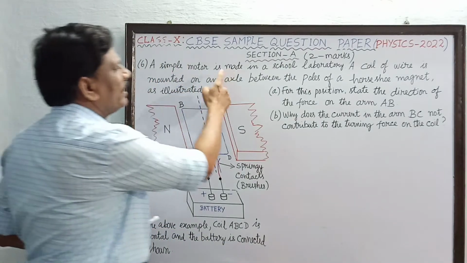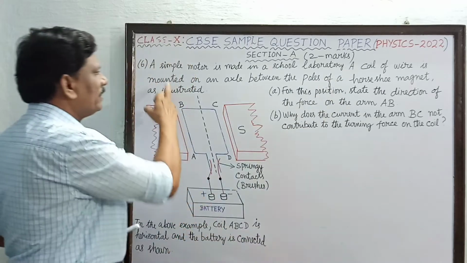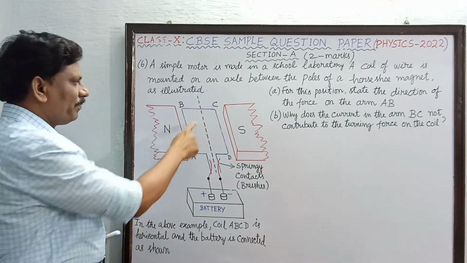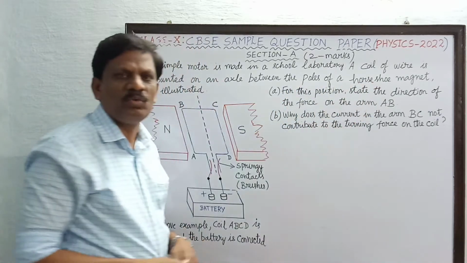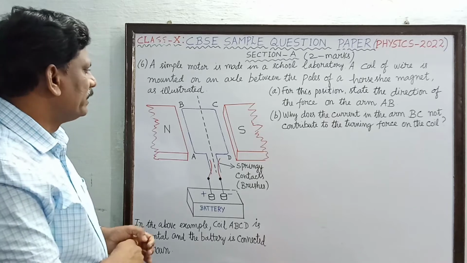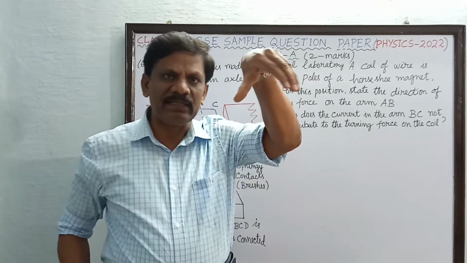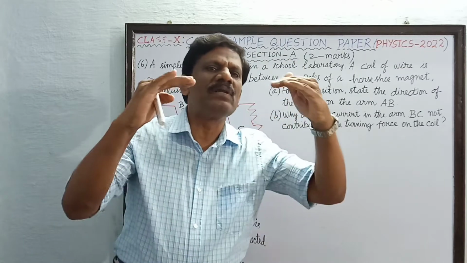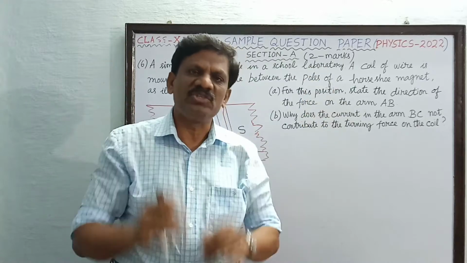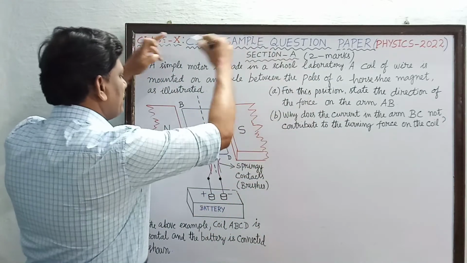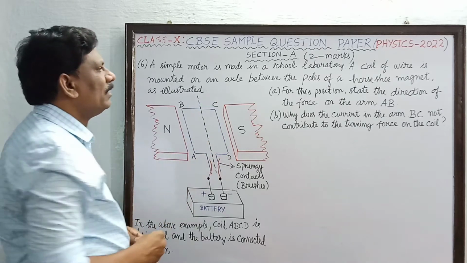A simple motor is made in a school laboratory. A coil of wire is mounted on an axle between the poles of a horseshoe magnet. So here you have to imagine there is a horseshoe magnet, kept such that only the poles are visible in the picture. The remaining U-shaped portion is not shown. So it is like this. A, B, C, D is a coil.